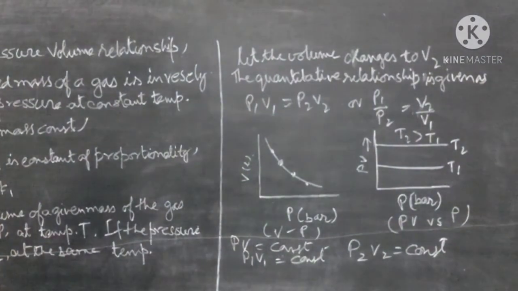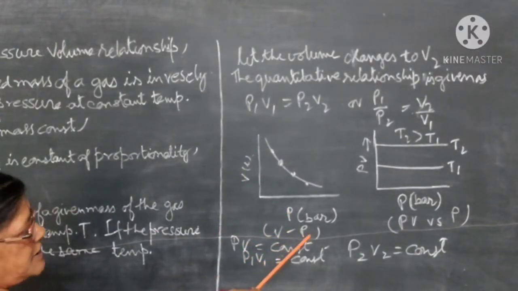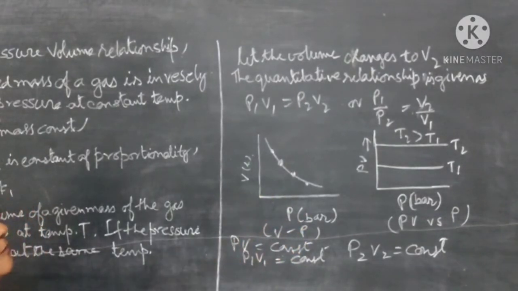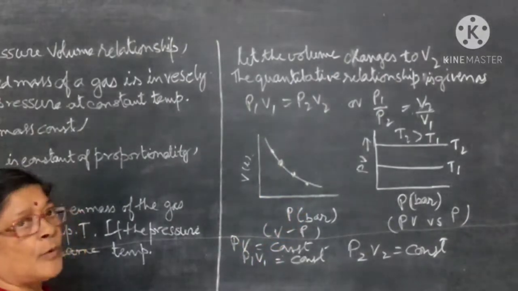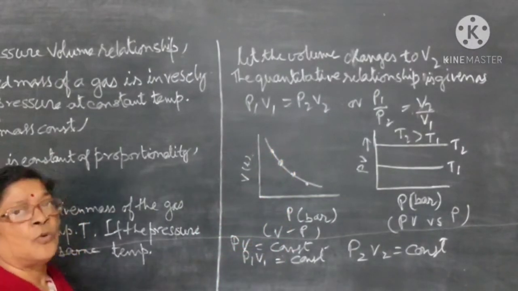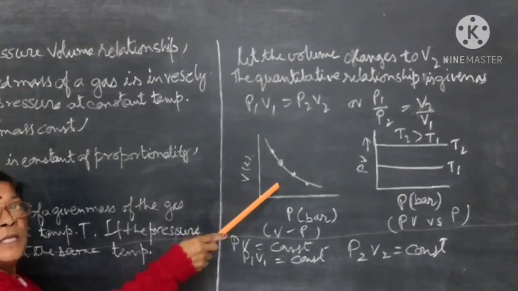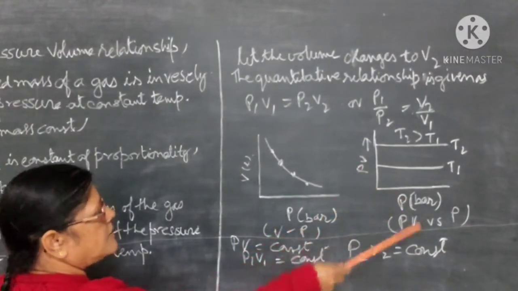We can verify the law by drawing a graph for it. The first graph plotted is volume versus pressure, that is V versus P. You know the volume is inversely proportional to the pressure. On the x-axis we take the pressure, on the y-axis we take the volume. Then we get this curve, which shows that if we increase the pressure, there will be a decrease in the volume of the gas. Similarly, when gases are compressed, they occupy less space, or there is a decrease in volume. Now the second graph plotted is PV versus P.